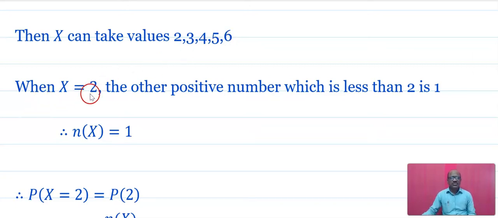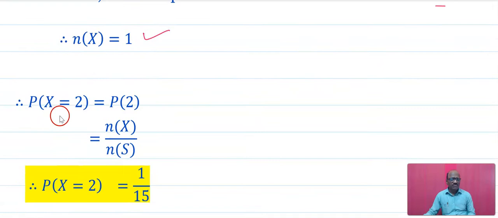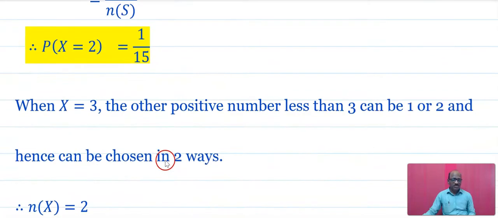That is, when X is equal to 2, the other positive number which is less than 2 is 1. 1 is less than 2 and therefore n of X is equal to 1. This happens a single time. Therefore, P of capital X equal to 2 is n of X upon n of S. This happens a single time, n of X is 1, so 1 upon 15.